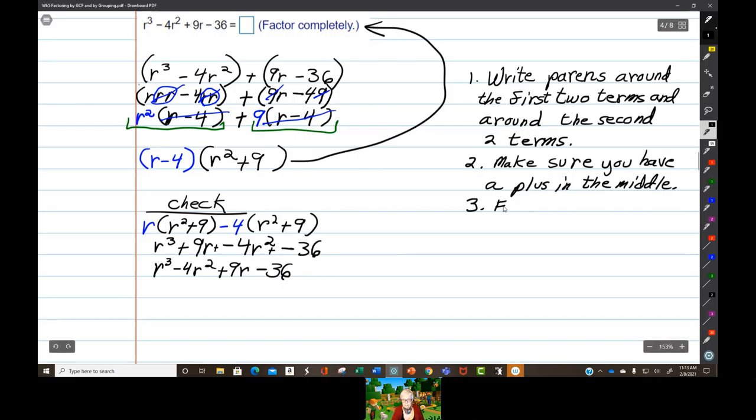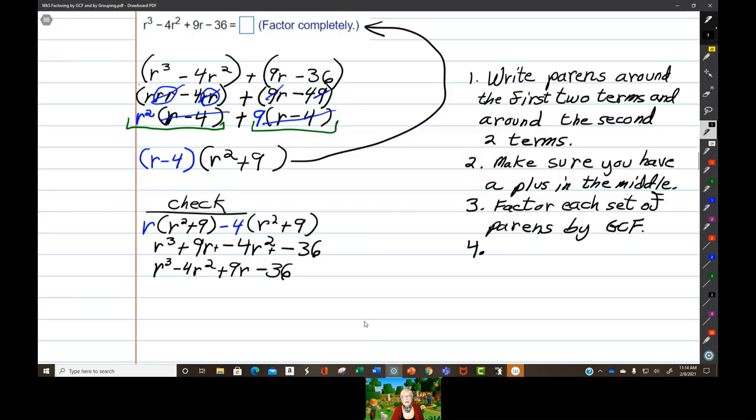All right. So, factor the first set of parentheses by GCF. Or I could say factor each set of parentheses by GCF. Your leftovers should match. That is this and this. That r minus 4 and r minus 4 should be exactly the same.